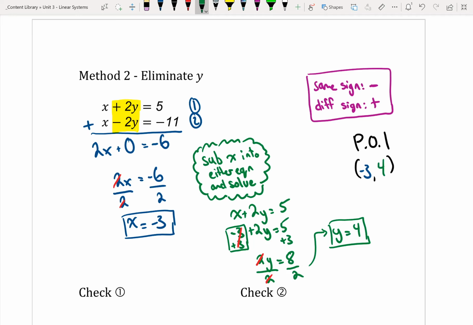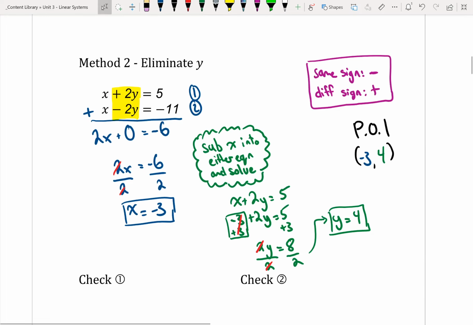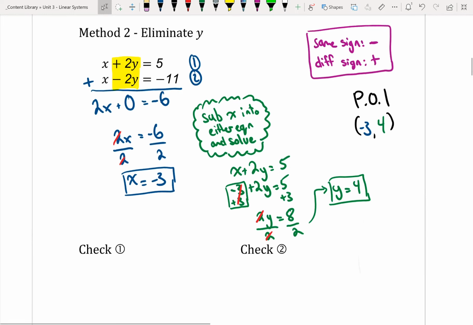So my point of intersection is -3, 4, which was the exact same thing that we found in our last method where we eliminated x first. So either way you choose, whether you choose to get rid of the x first or get rid of the y first, you can still find the point of intersection and it should be the same.